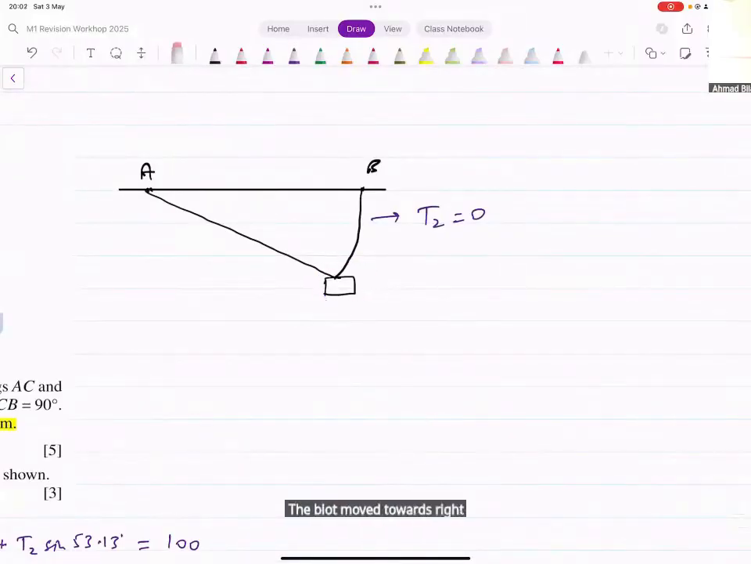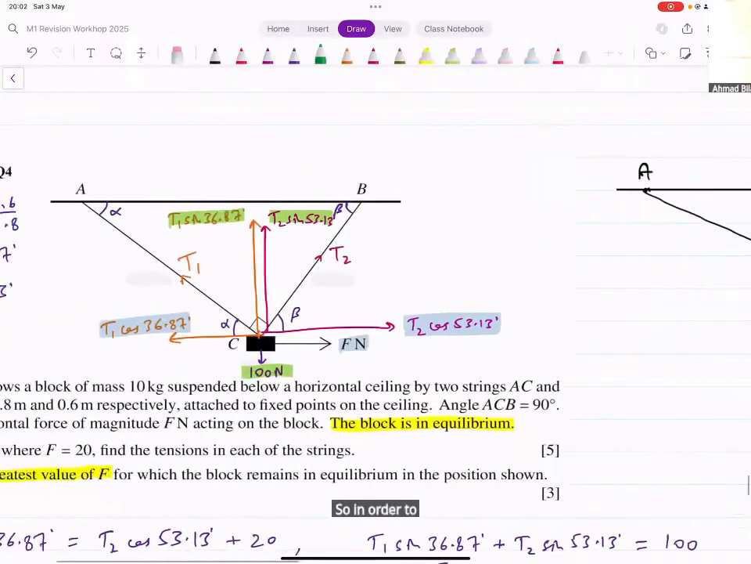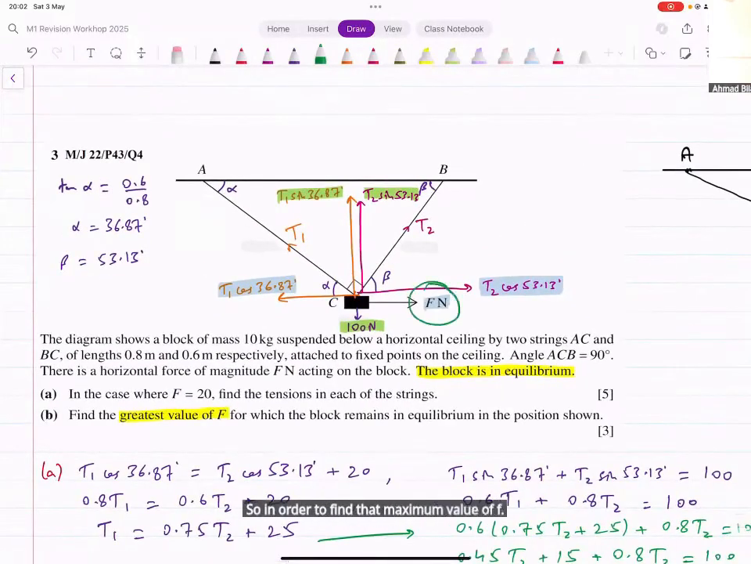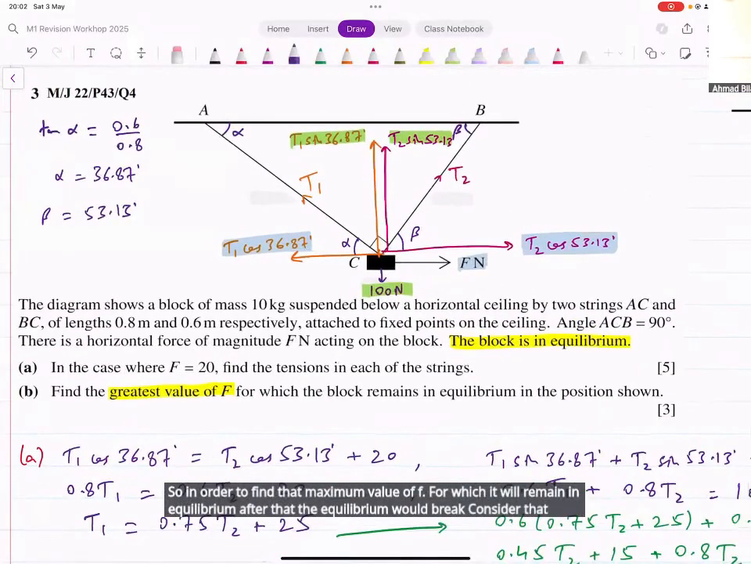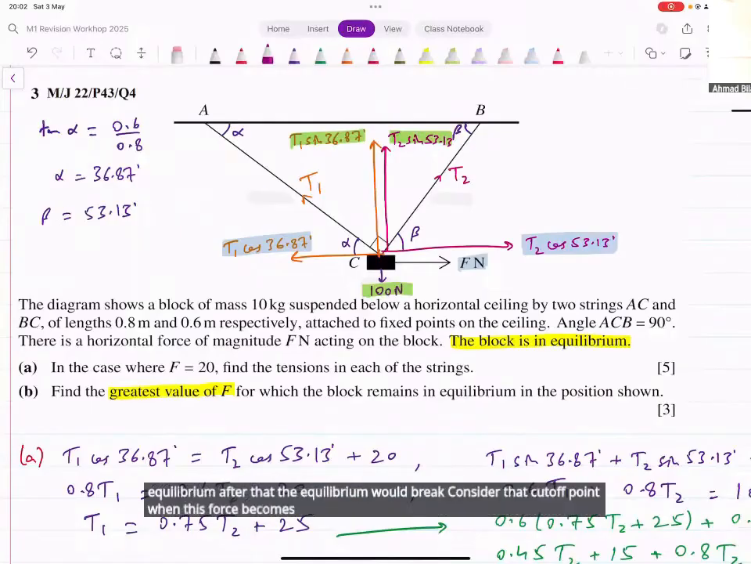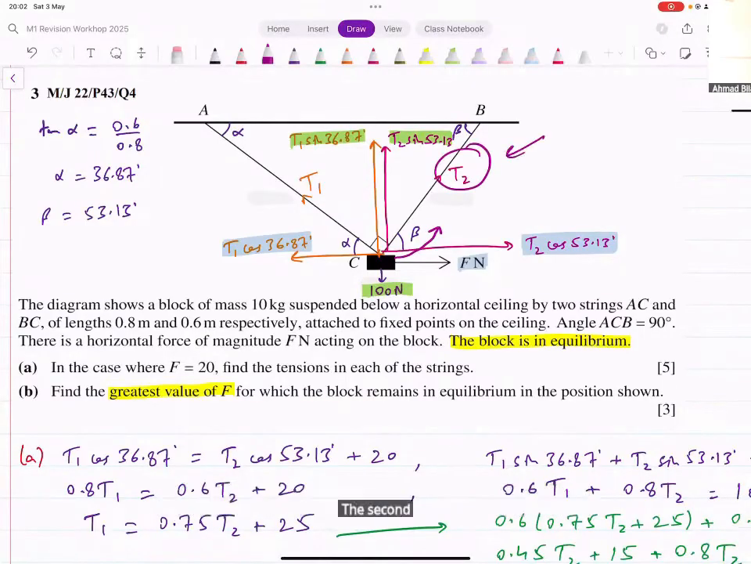The string on the right side here is going to become slack. It's no longer going to be taut. It's going to become slack. So in order to find that maximum value of F for which it will remain in equilibrium, after that, the equilibrium would break. Consider that cutoff point when this force becomes too big. It'll be just about to move upwards in this direction. The second string is going to become slack, so the tension in this is going to become 0.